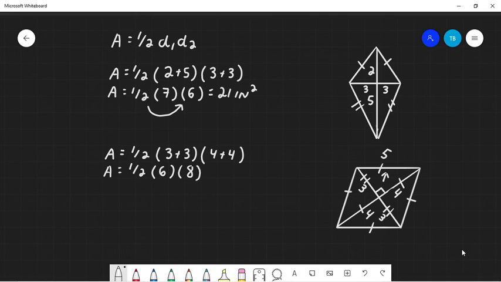Then we can multiply the 1/2 by either of the two numbers since they're both even. Let's do the 6 again. So 1/2 times 6 is 3. 3 times 8 would be 24. So the area of this rhombus would be 24 square inches.